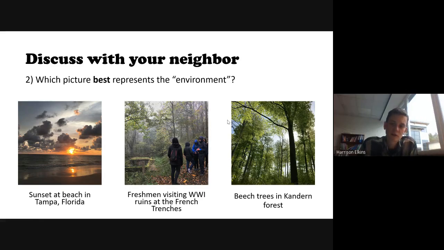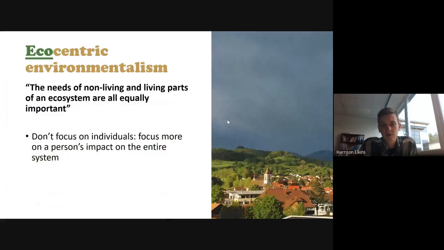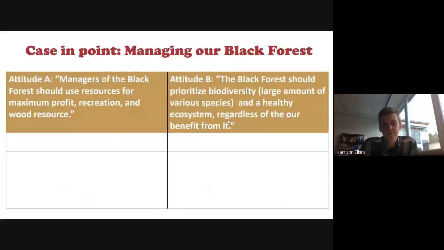Okay, there's just a little bit of review about the terms that we've learned so far. Let's start applying our ecocentric, biocentric, and anthropocentric. Okay, so as we think about the Black Forest that we're living in, think about these two different attitudes. One person might say, hey, managers of the Black Forest, we ought to use the resources for our maximum profit, recreation, and wood resource.